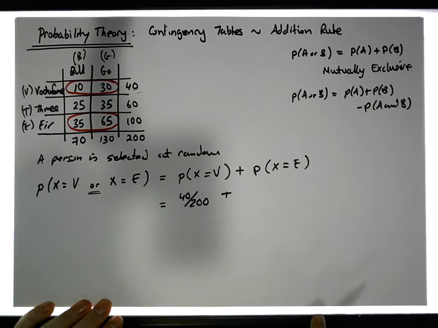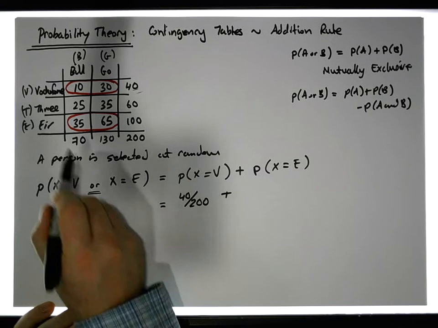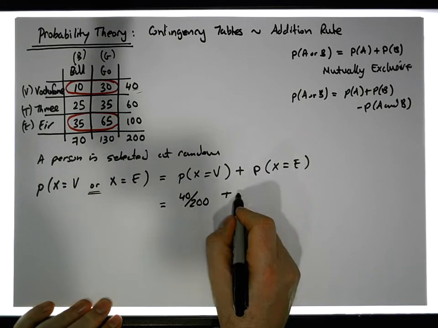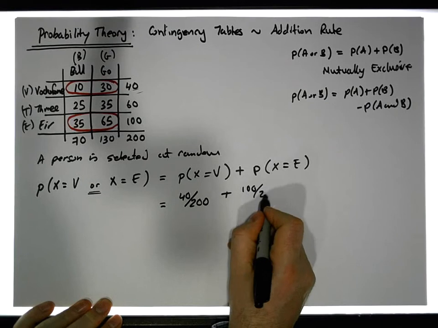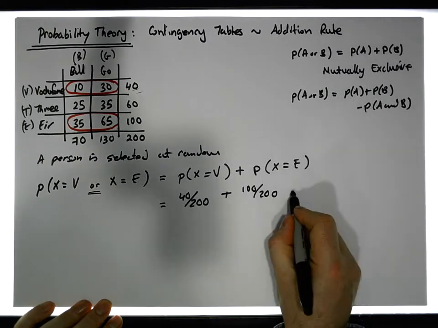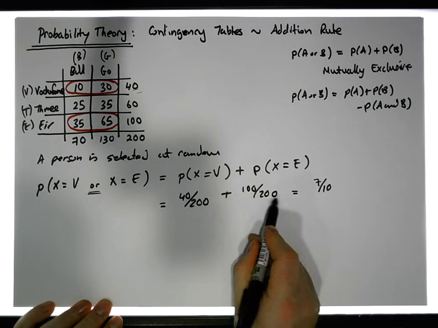Plus, what's the probability that it's an Air customer? Okay, well, the probability that it's an Air customer is how many Air customers are there? And you can see the marginal total for Air is 100 out of 200, so we have 100 chances out of 200. Okay, so in this particular case, when we add those two things together, well, I suppose we could reduce it down, but we're just doing it quickly there, we end up with seven chances in 10 when we add these two fractions together.